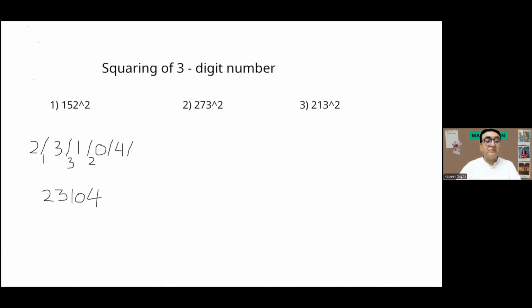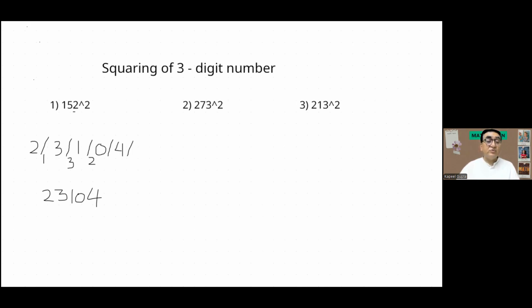I took the first number, that is the unit place number 2, because calculating duplex of a single digit number is simply squaring it. So 4 is the answer. Then I took 5 and 2. Now for a two digit number, we have to multiply it and then double it. So 5 into 2 is 10, into 2, 20. So 0 and 2 is carry forward.